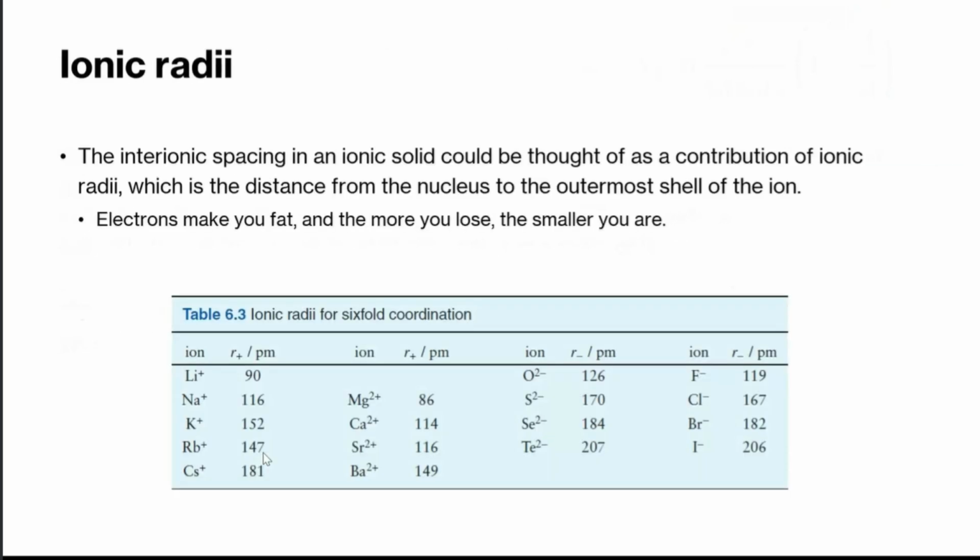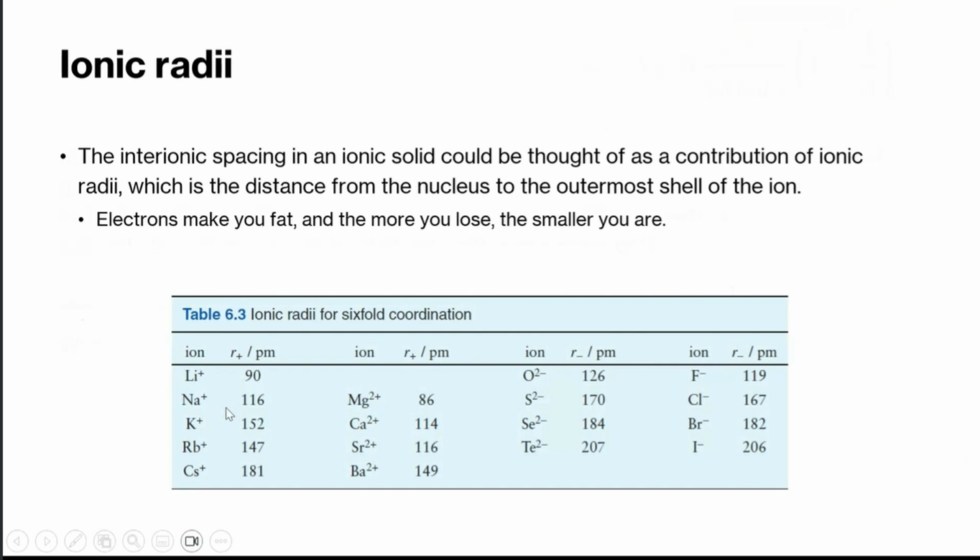So next we're going to go over ionic radii. This is a super simple concept. Basically, the interionic spacing in an ionic solid can be thought of as a contribution of ionic radii, which is basically just the distance from the nucleus to the outermost shell of the ion. So all you need to know is electrons make you fat, and the more electrons you lose, the smaller you are. And you can actually see this.